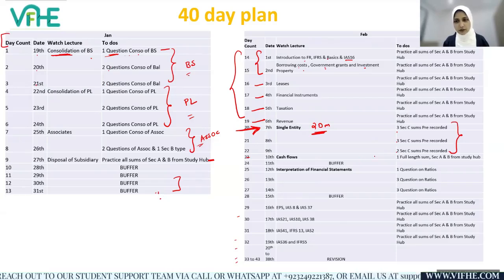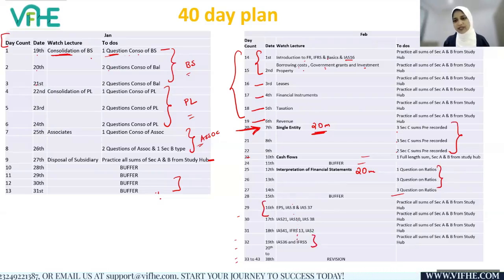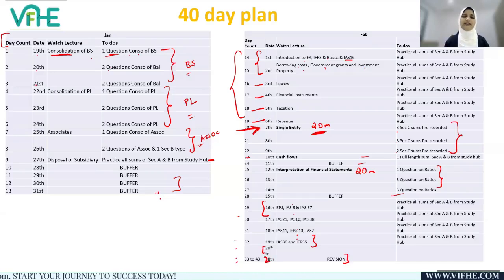Okay. Cash flow, one day enough with one buffer day. Interpretation of financial statements, again next 20 mark question, again 3 days required with one buffer day. Small topics, from 16th to 19th, all small topics can be watched and practiced. 20th to 28th, sorry, not 30th, 28th. Last 8 days of February is purely for revision and it's heavy revision.